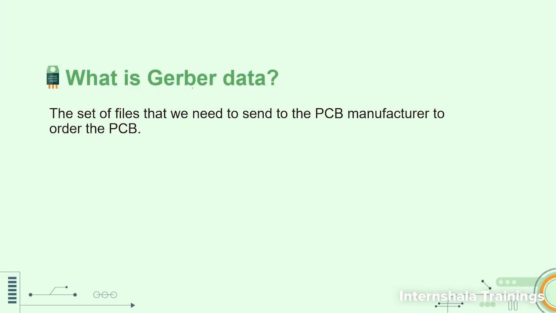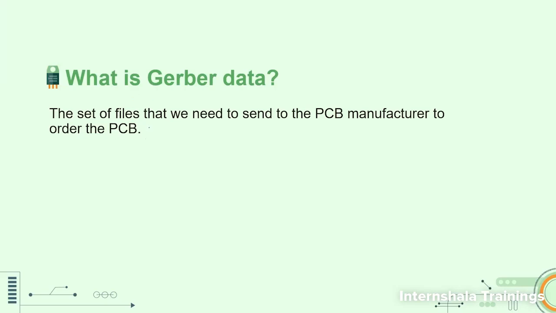Gerber data is nothing but the files which consist of different information regarding the manufacturing of the PCB. The files are going to tell the manufacturer where copper will be, where silkscreen will be, and where he has to create the holes in the PCB. All that information is present in the Gerber data. That's why we need to send the Gerber files to the PCB manufacturer. I hope that this point is now clear to you.